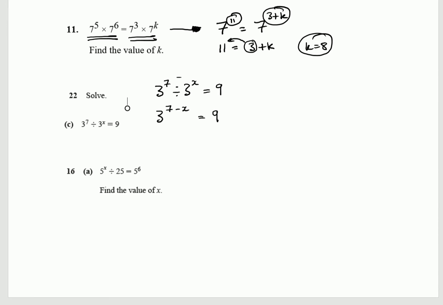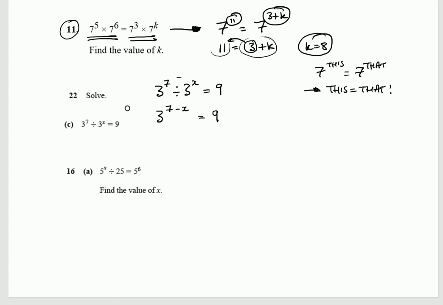Now what we had to do up here in question 11 was say, well, 7 to the power of this equals 7 to the power of that. So it's pretty obvious that this must equal that. And that's what I did. 7 to the power of this equals 7 to the power of that. So this, the 11, equals that, the 3 plus k. And we could solve that equation.